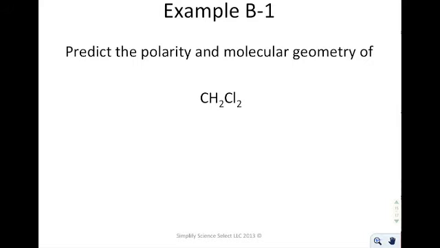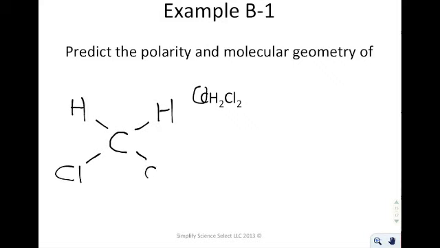So it says predict the polarity and molecular geometry of CH2Cl2. So the first thing we want to do is draw it out. I'm going to pick carbon as my central atom because there's only one of them and because carbon tends to almost always be the central atom. So if I draw carbon in the center, there are a couple of different ways that I can draw this. I'm going to draw just 2 of them, with the hydrogens here and the chlorines here.